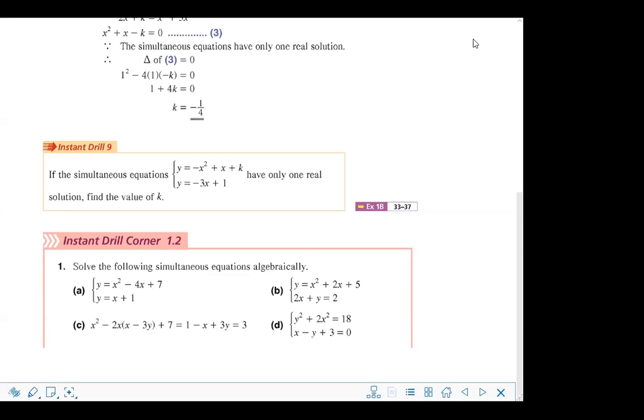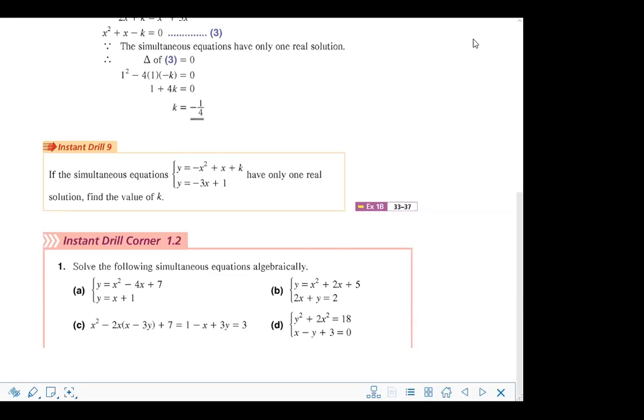Sometimes the question will ask you to find how many solutions directly, but sometimes the question will tell you the number of solutions and ask you to find the unknown in the question. Okay, so that is what we have learned in this section.